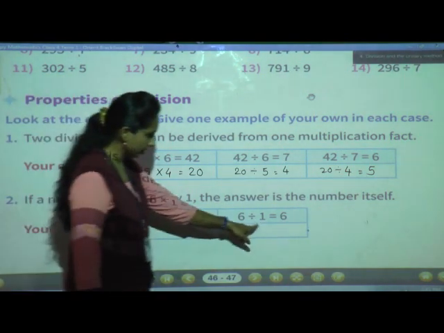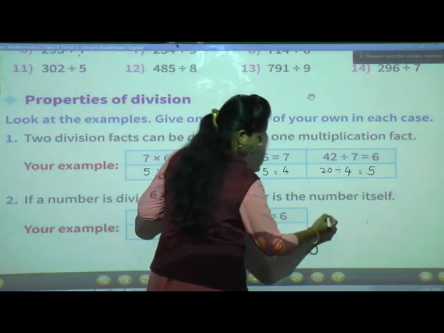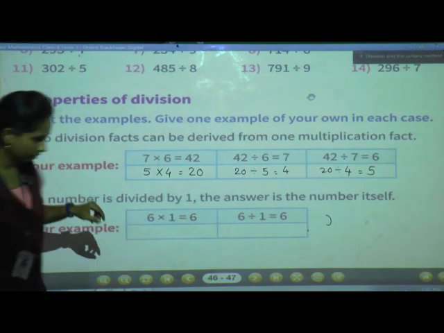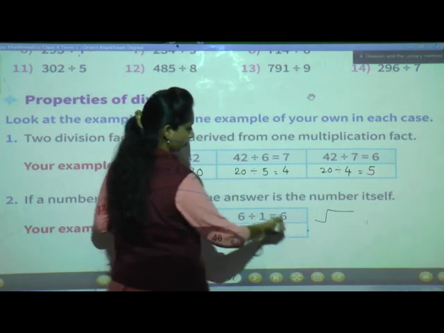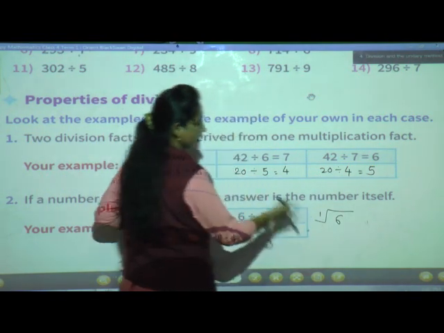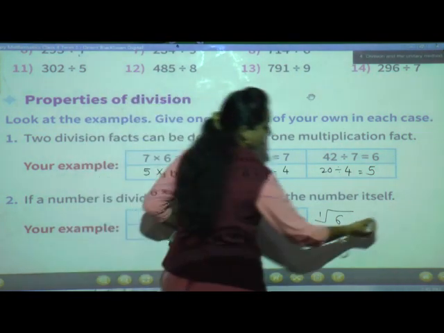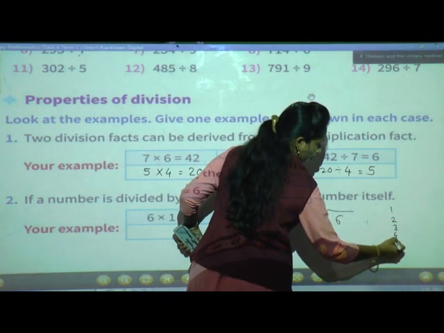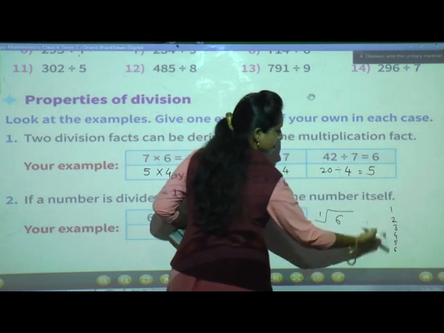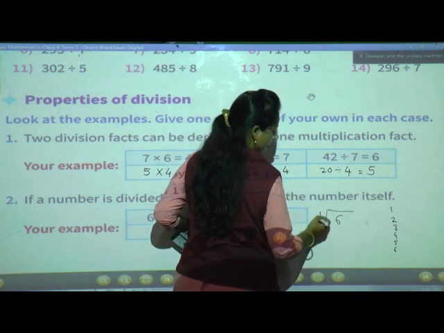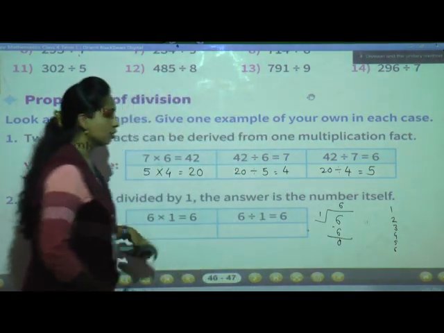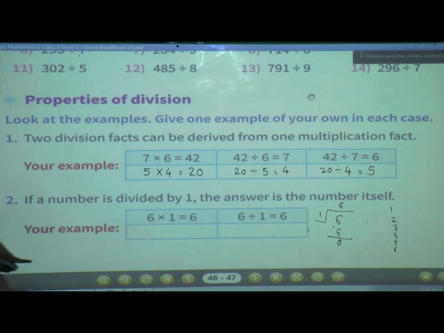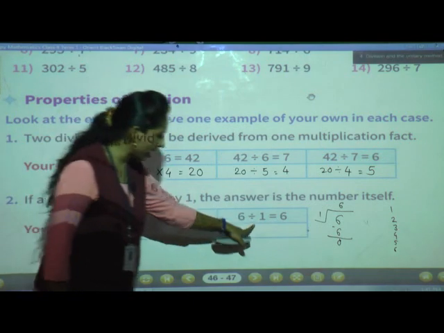Because see how it goes. Division: 6 divided by 1. Now we have to say the one table: 1, 2, 3, 4, 5, 6. 6 is there in the one table, on the 6th place. 1 six is 6. So what is the answer? 6. In this way we can prove that whenever in division we divide any number by 1, we get the number itself.